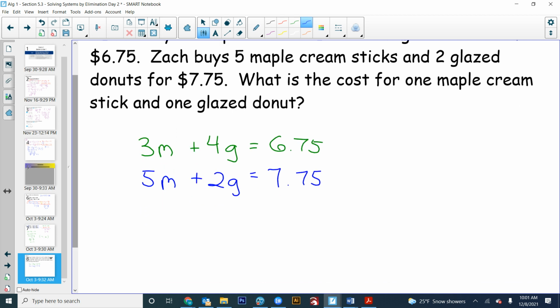Let's not worry about the final question right now. Let's solve for M or G, okay? Let's figure out which one's easiest to eliminate. G. I think G. Because if we multiply the bottom equation by -2, we'll be able to eliminate G. Let's do it. -2. So the green stays 3M plus 4G equals 675.